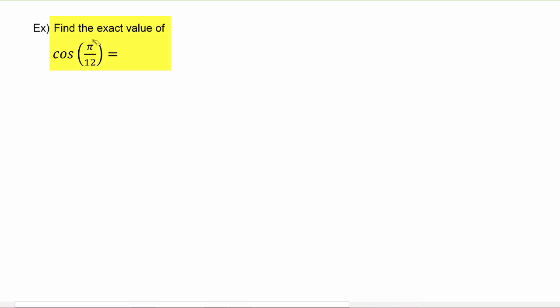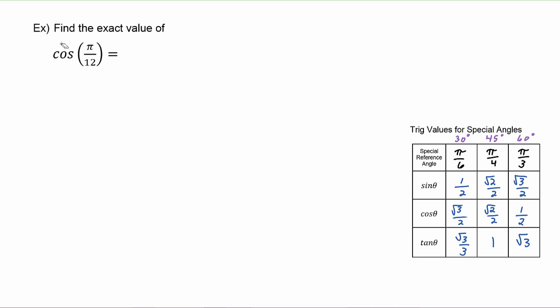In this example, we have to find the exact value of the cosine of pi over 12. Now, pi over 12 is not one of our special angles, so until we had this difference identity, it would have been impossible for us to find this exact value. Now, what we have to do is write pi over 12 as the difference of two angles that we do know the trig function values for. So for example, we know the trig values for pi over 6, pi over 4, pi over 3, etc. Those are the ones we know.